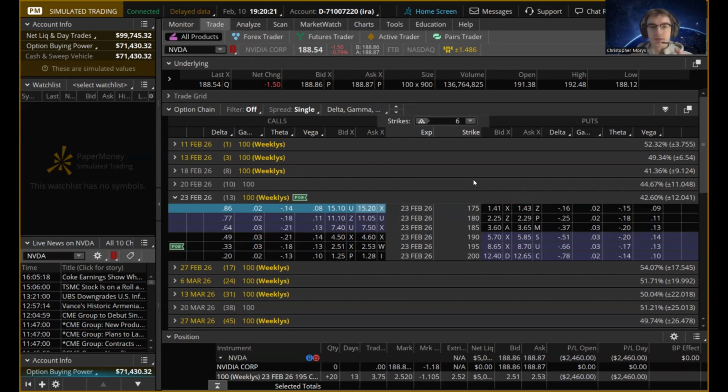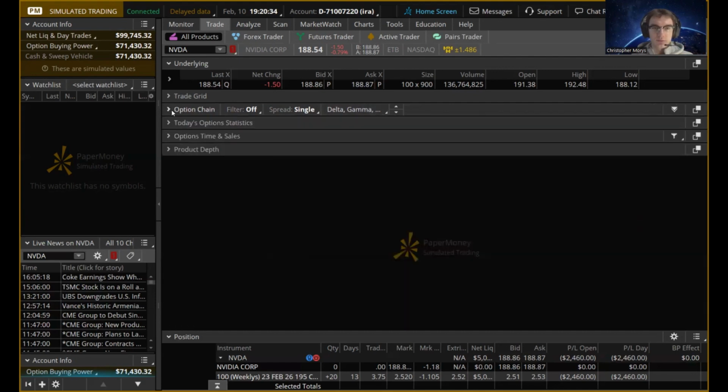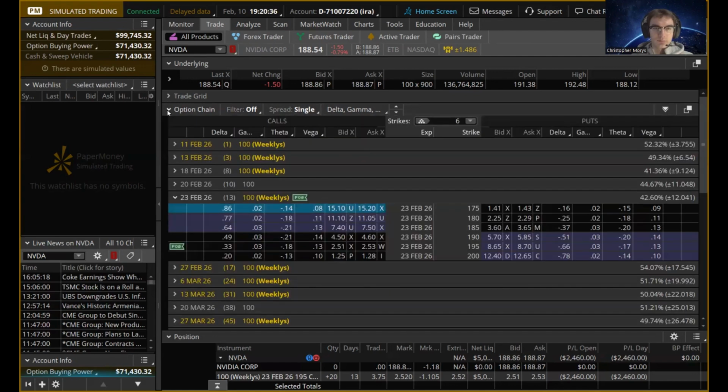So jumping right into things, the most important thing here, I know there's a lot, but the first thing you need to focus on is this thing called the option chain right here. You press down this click down menu, and basically this displays all the calls and puts that you are able to trade.